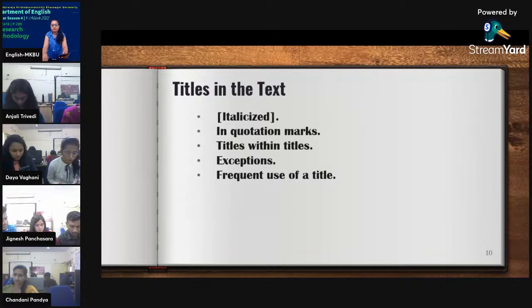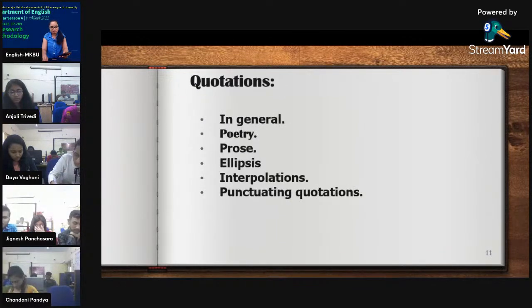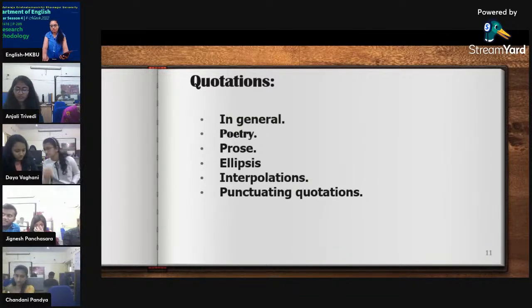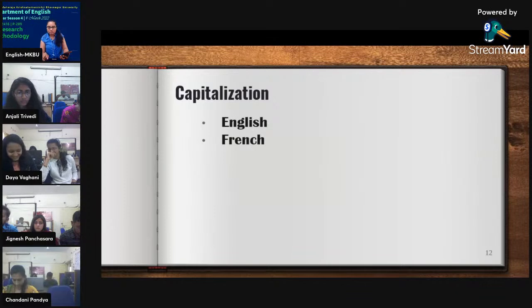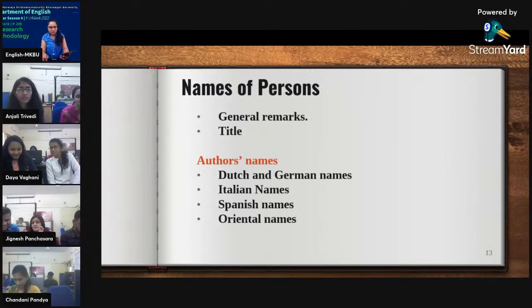And for the titles in the text there are quotation marks, and for the quotation there are poetry, prose, ellipses, interpolations, punctuation, quotation. And for capitalizations there are two subtopics. It can be in English and French also. And for the names of persons, generally the names should be in Dutch and German names, Italian names, Spanish names, and Oriental names.